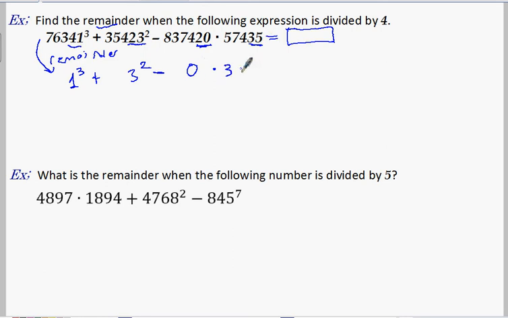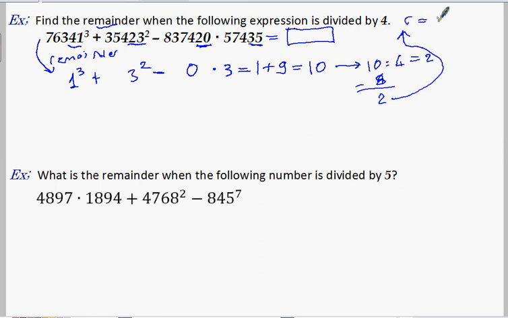So these are the remainders. Right now I'm working with the remainders. 1 cubed makes 1, plus 3 squared makes 9, and then 0. 9 plus 1 makes 10. If you have a number in this place that is bigger than the number we are checking, which is 4, so if it is equal to 4 or greater than 4, you need to divide this number by 4 one more time, which is 2 times 4 makes 8, and then the final remainder that you should write over there is equal to 2.